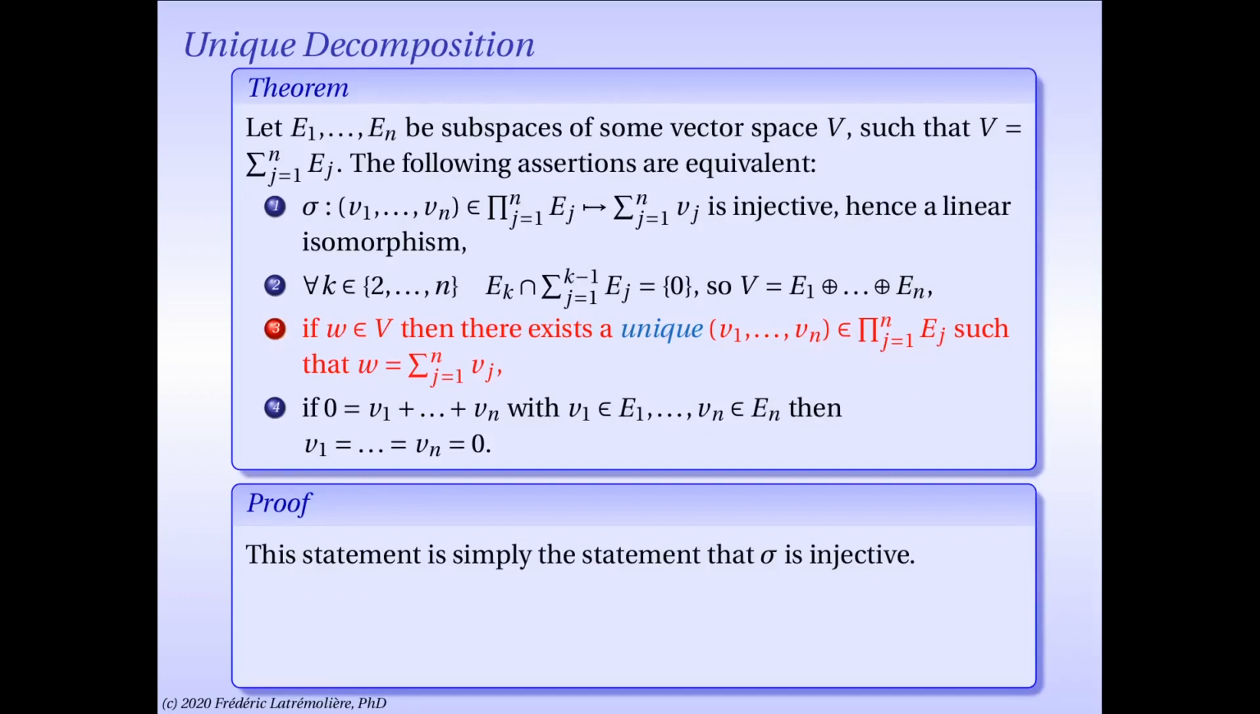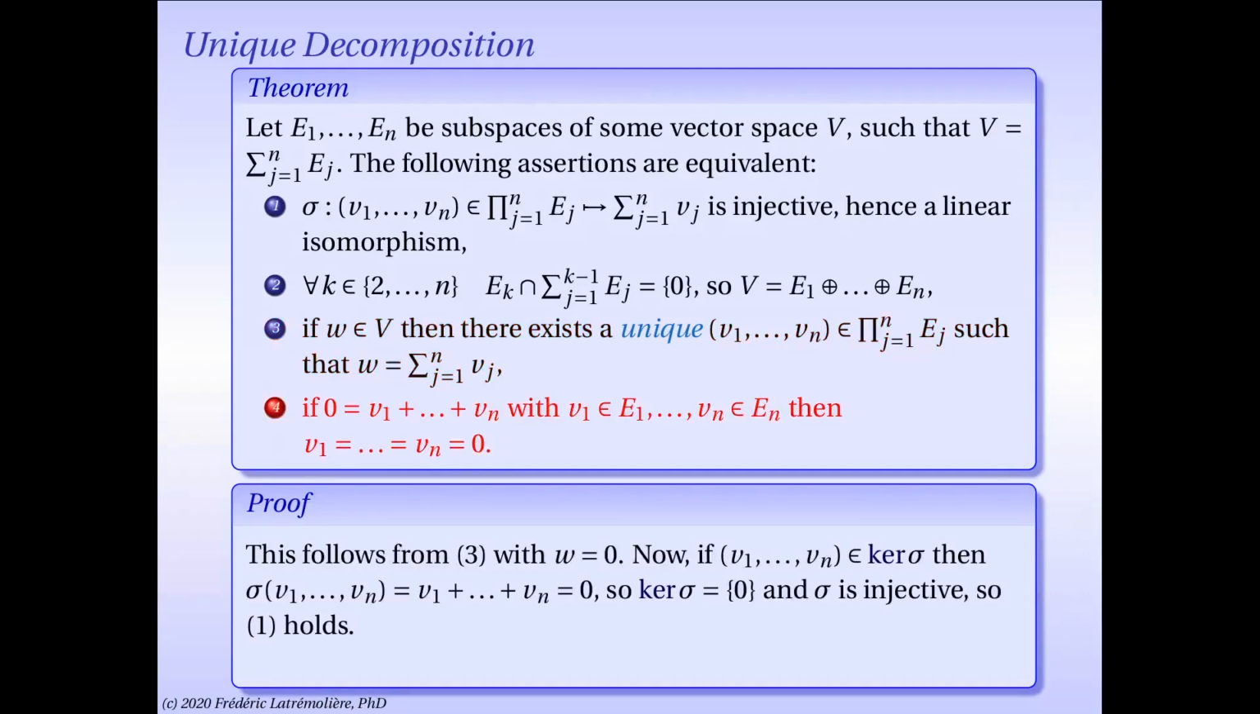However, 3 is what we were seeking. This is the property we wanted to solve. When is it possible to write a vector in a unique way as a sum of vectors chosen in certain specific subspaces? And then the fourth point is maybe even more interesting for the purpose of this discussion.